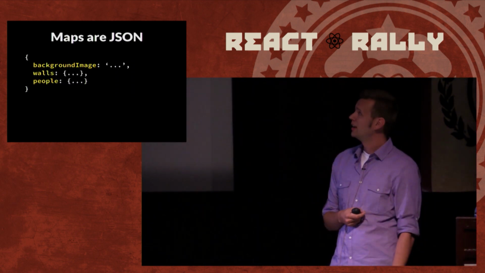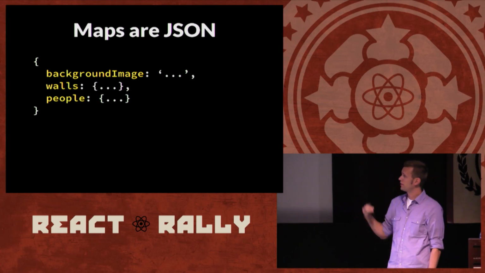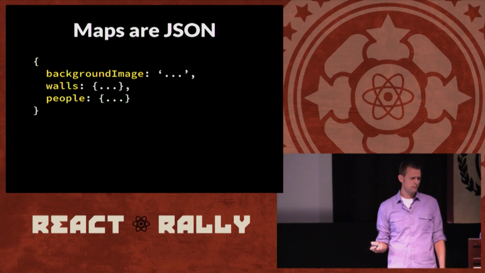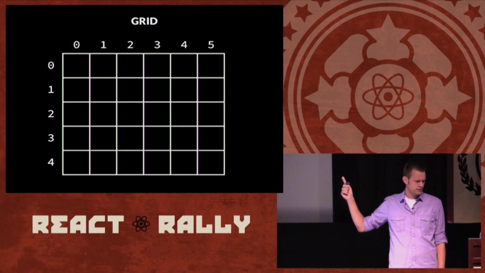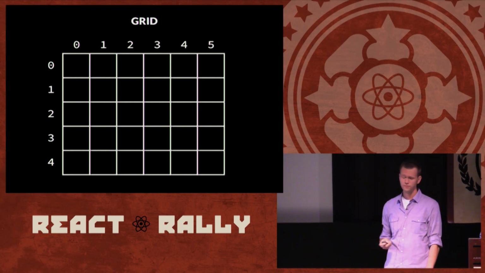It kind of looks like this, where we have a background image. That's the actual asset that we're using to walk around on. We have a collection of walls and a collection of people. And I like to just start with an empty canvas here and add one element at a time. We're going to slowly build up this walking engine.